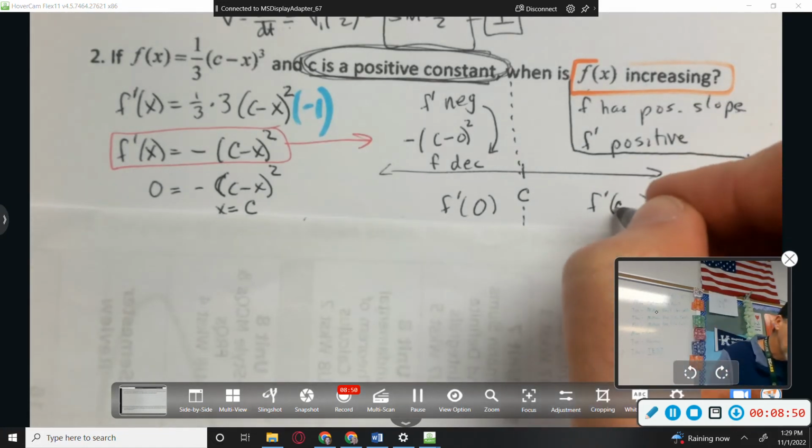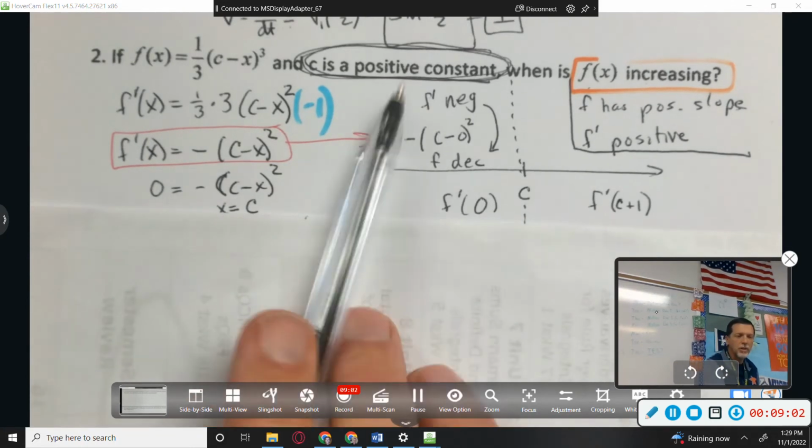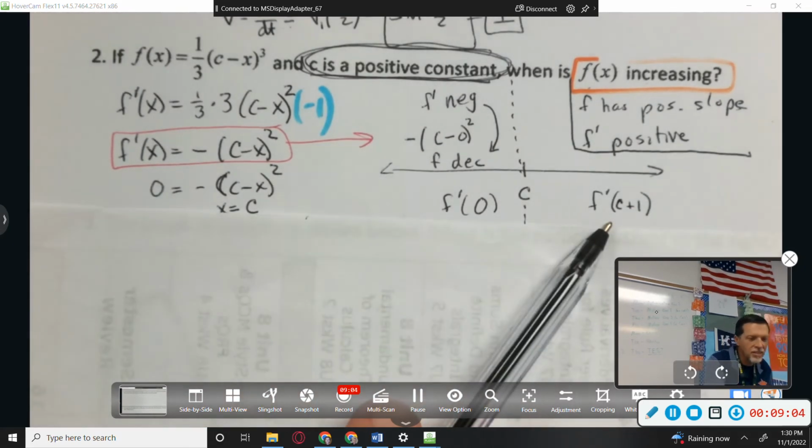Anything else? I like c plus 1. That'd be bigger than c. Since c is positive, you could use 2c, or 3c, or 4c, or 5c. Be careful though, that would only work because we know c is positive. C plus 1 definitely would work.